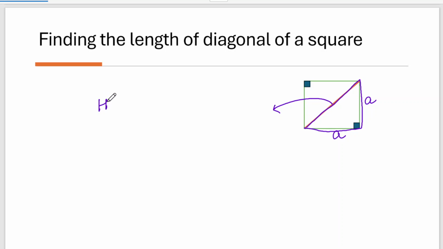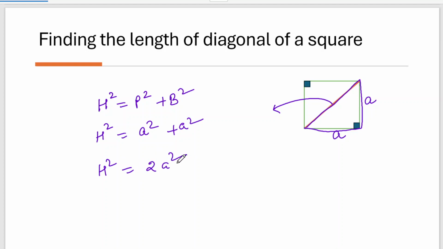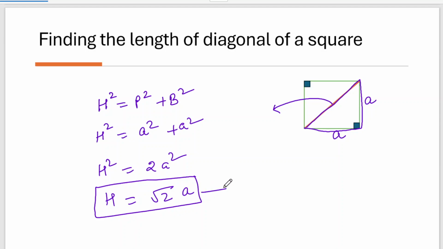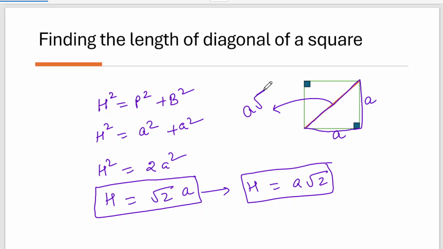We know the hypotenuse square equals perpendicular square plus base square. So hypotenuse square equals A square plus A square, which is 2A square. So h will be equal to under root 2A square. Remember, A is outside. If you're getting confused, you must write h equal to A root 2. So finally we got the hypotenuse equal to A root 2. That means the length of the diagonal is A root 2.